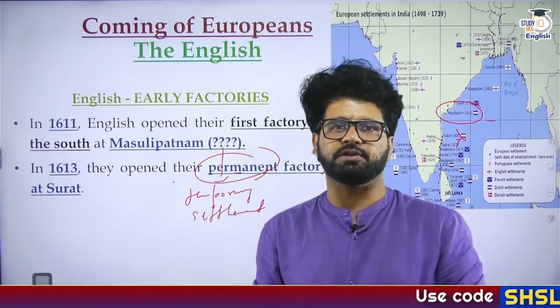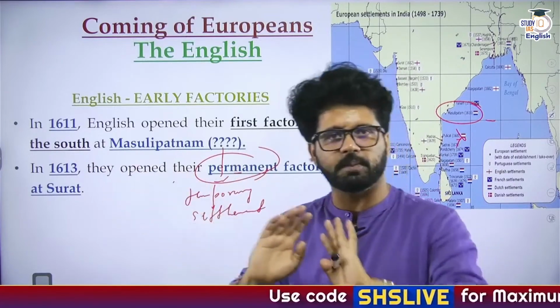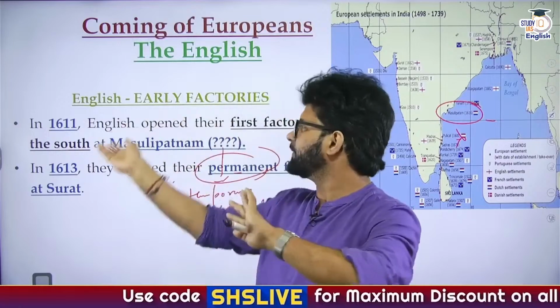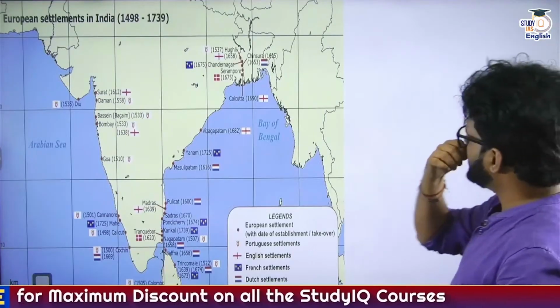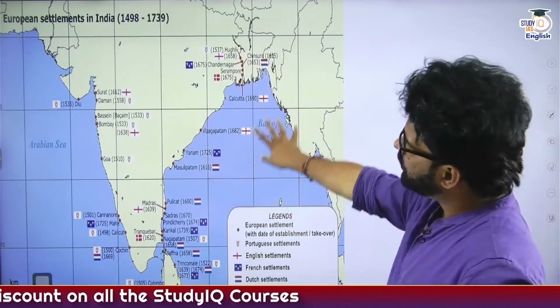They arrived here in 1608, but the first permanent factory was set up in 1613. Then there can be temporary settlements, this and that. First permanent factory, 1613, Surat. We have already solved questions on it. You have to keep on looking at the locations.